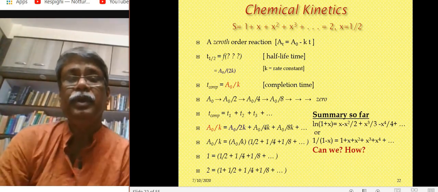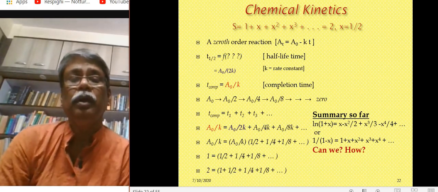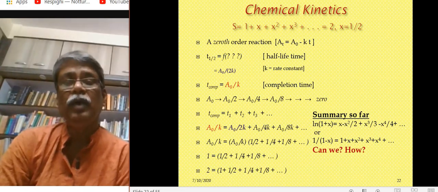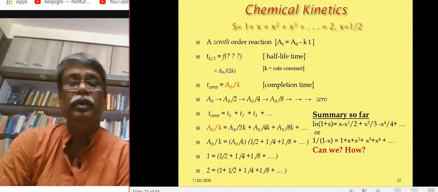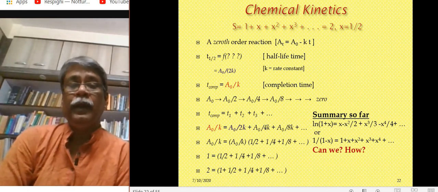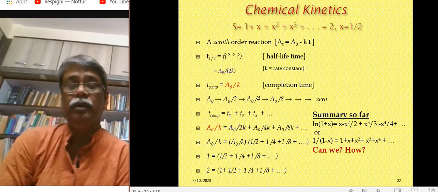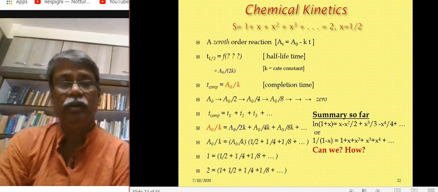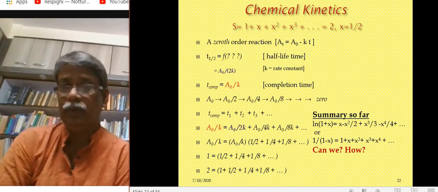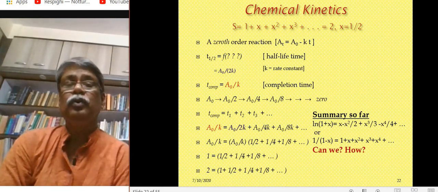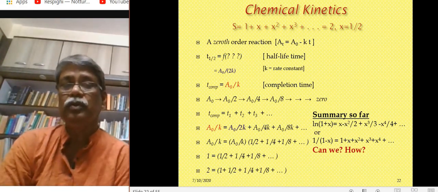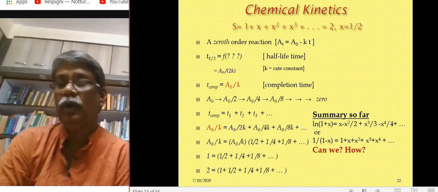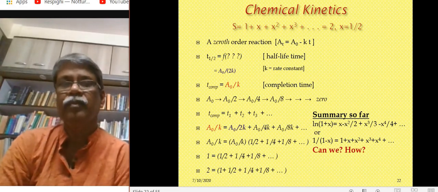Well, so far the summary goes like this: we have started with two series, ln 1 plus x, a polynomial expansion like this, and 1 by 1 minus x, a polynomial expansion like that. Now the question is, how can we get these two expansions? We have demonstrated that this is equal to that, but we have not proved the forward way, right? So is there any way you can show that any function you start with can be expressed in terms of a polynomial function, and what would be that polynomial function expansion?